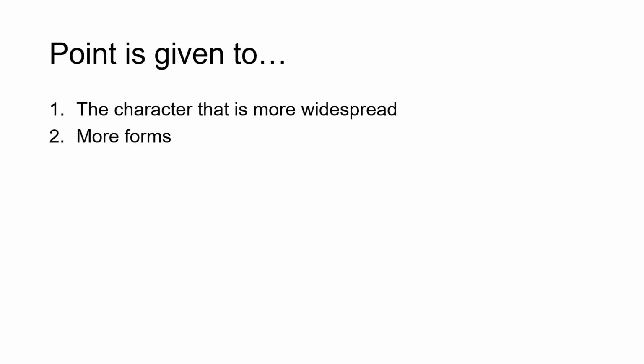Number 2, forms. This one should be self-explanatory. The point here is given to the character that has more forms throughout various events throughout the year.